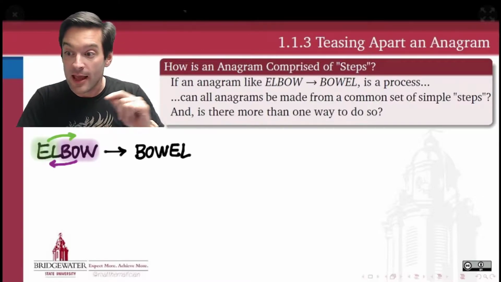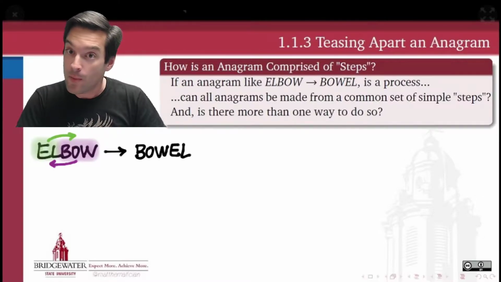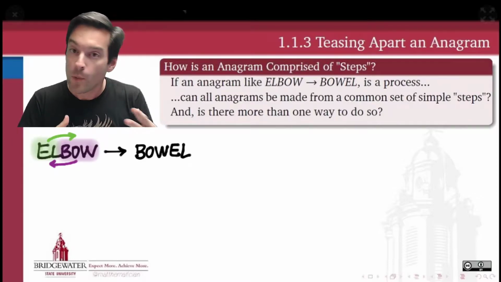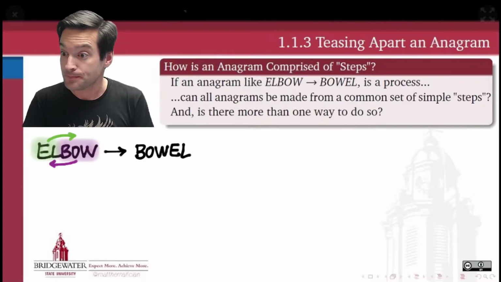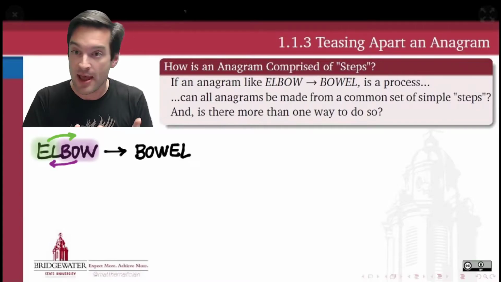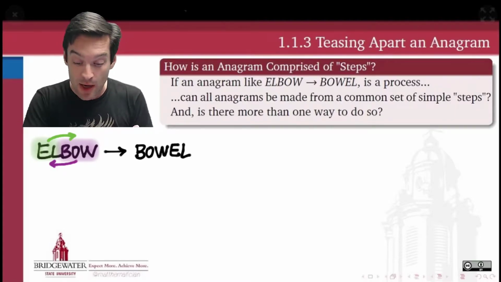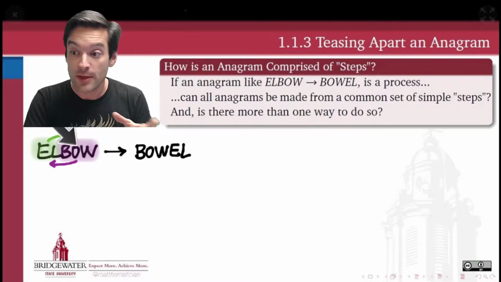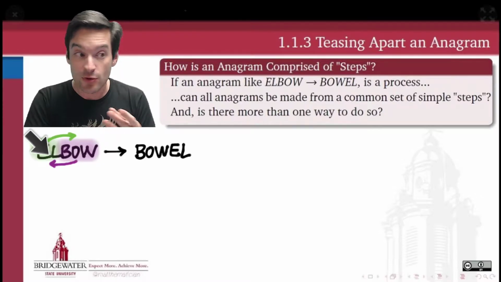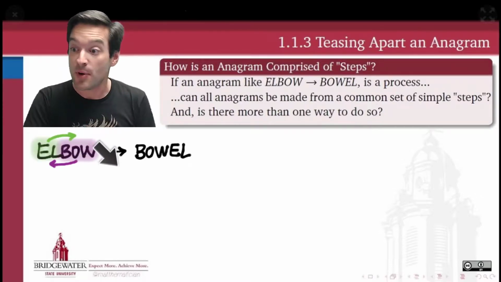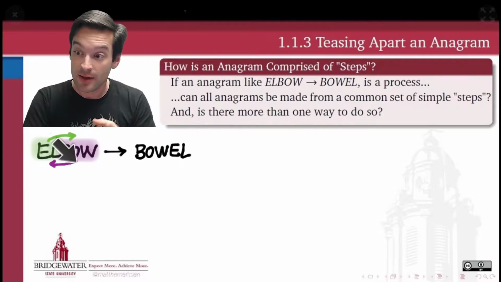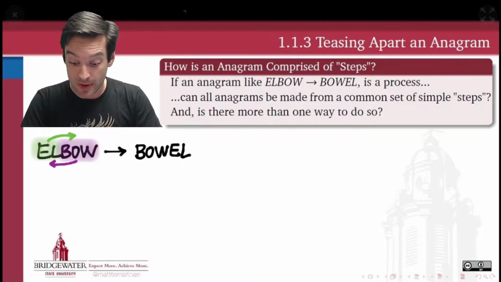Let's take a look at the elbow to bowel anagram one more time as the motivation for one way that we can think about how this would work. We described this anagram as a process, namely a process of taking the final 3 letters of the word and the first 2 letters of the word and just transposing them. First 2 letters go to the end, last 3 letters come to the beginning.